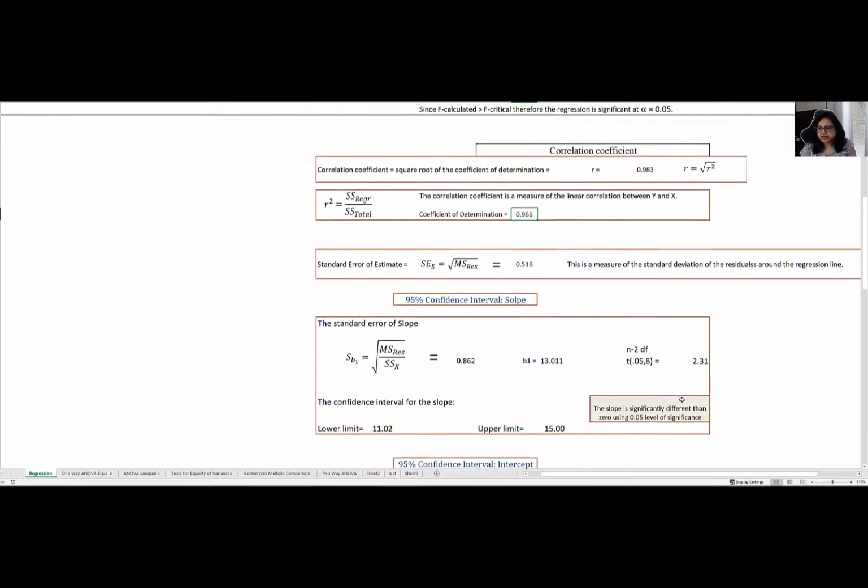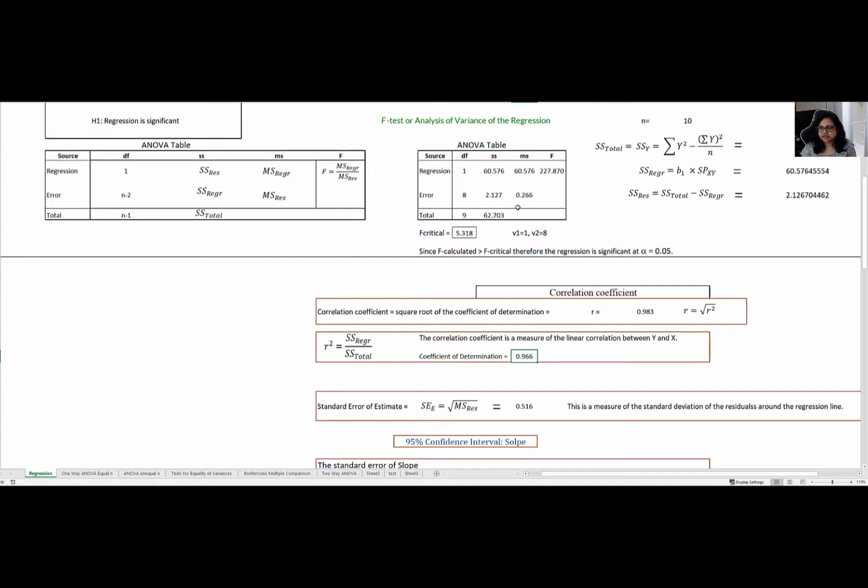Okay, so the standard error of estimate: if you take the mean squared residual, just take that and take the square root of that, you will find the standard error of estimate. That means this is measuring the standard deviation of the residual around the regression line. That means how far they are varying from the regression line.